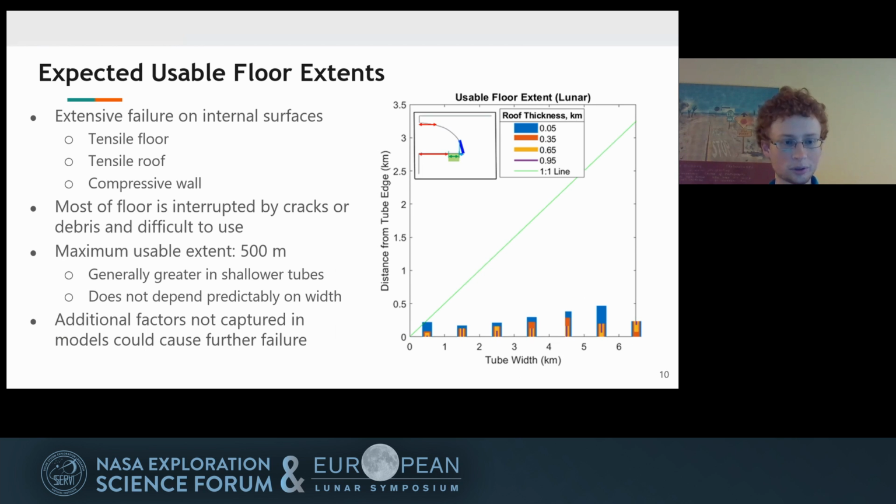I characterize usable floor as any region of floor that isn't interrupted by cracking and isn't directly underneath any region of roof that's failing but could be dropping debris onto it. I found that the maximum usable floor extent for these tubes was 500 meters. This was generally greater in shallower tubes, but did not depend predictably on tube width. Also, additional factors not captured in these models could cause further failure to occur.